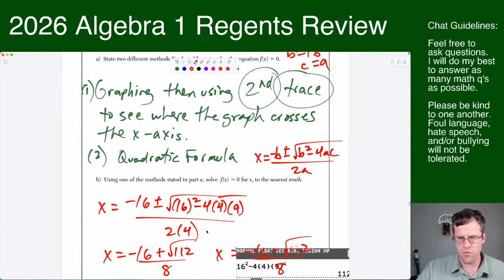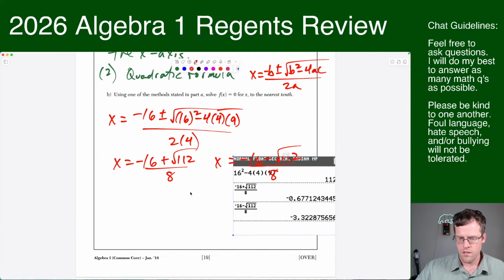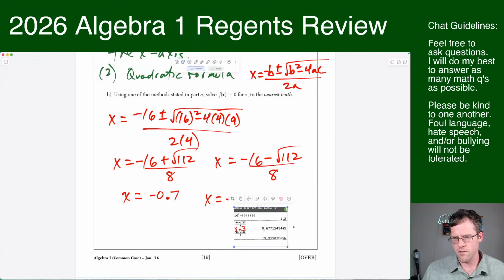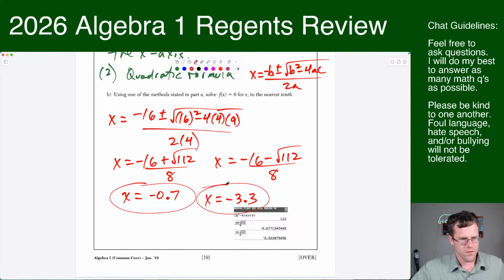Okay, but now I actually have to write the answers out formally. So if I use the quadratic formula, the plus gave me x equals negative 0.7. And then the second one gave me negative 3.3. Okay, so let me just get this. Oh no, it stayed. Okay, let me just fix that, negative 3.3. Okay, so answer 1, answer 2. 4 points.